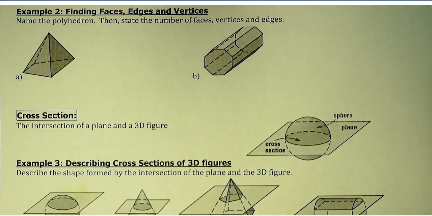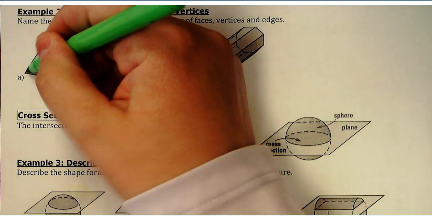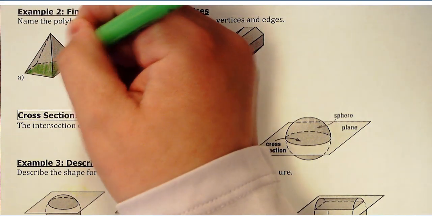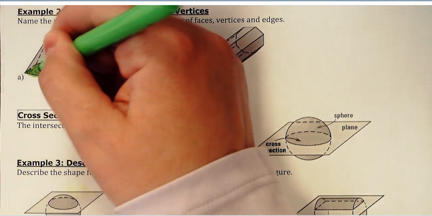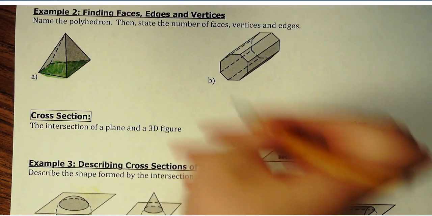In example 2 here, we're going to see if you can go ahead and name these. Just identify: is this a pyramid or is this a prism? And then we're going to talk about finding the number of faces, vertices, and edges. Alright, if you notice here, I do have a base. And honestly, it doesn't look like a rectangle or a square or anything, so it's just going to be a quadrilateral.